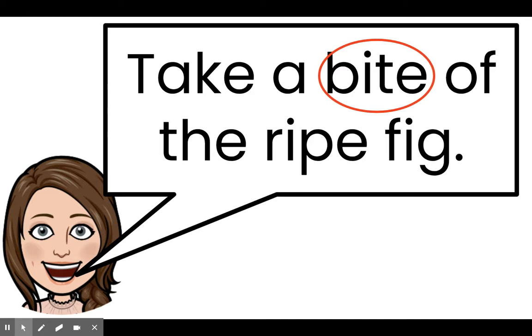Can you look for the next word that has the long I sound? When you find it, put your finger on it. Are you pointing to this word? If you are, you got it. This is the word ripe.